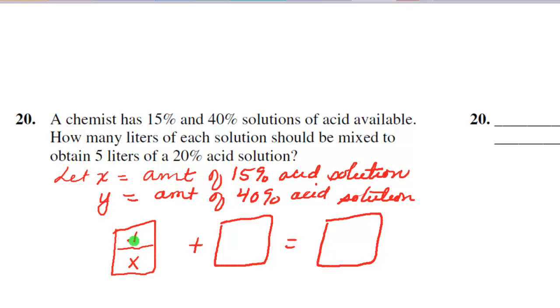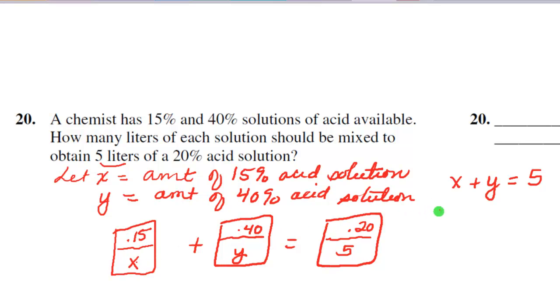So in my first beaker, I have x amount of the 15% acid solution. I'm going to put 0.15. I'm going to add that to y amount of my 0.40 solution to end up with 5 liters of my 0.20 acid solution. So remember, we need two equations now because we have two variables. And the first one is, you know that these two amounts have to add up to 5 liters. So x plus y equals 5.